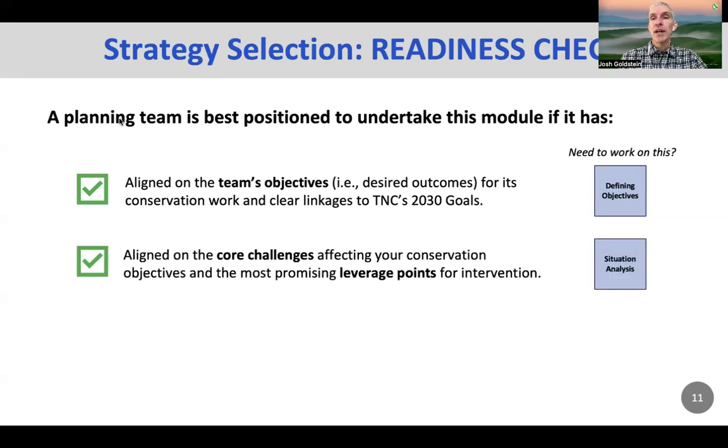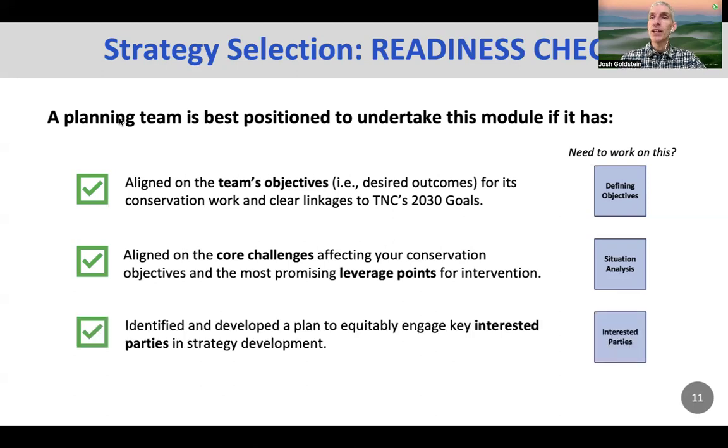Second, the team should be aligned on the core challenges affecting what it cares about and potential leverage points for intervention. If the team needs to work on this, they should go to the Situation Analysis module. And then finally, the team should have identified and developed a plan to equitably engage key interested parties in strategy development. If the team needs to work on this, they should go to the Interested Parties module.